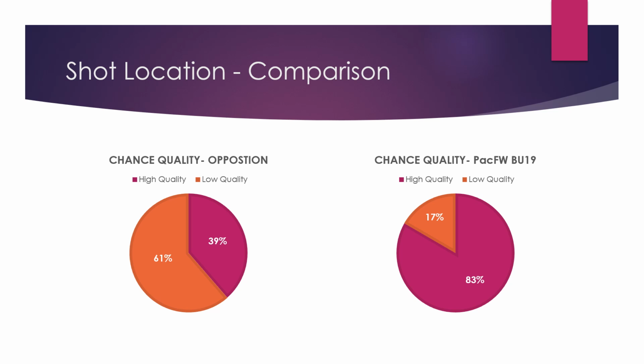This is the final slide for shots. And once again, it just reiterates the chance quality for the opposition. They're running 61% to 39% low to high quality, whereas 83% of our shots are high quality from inside the box.